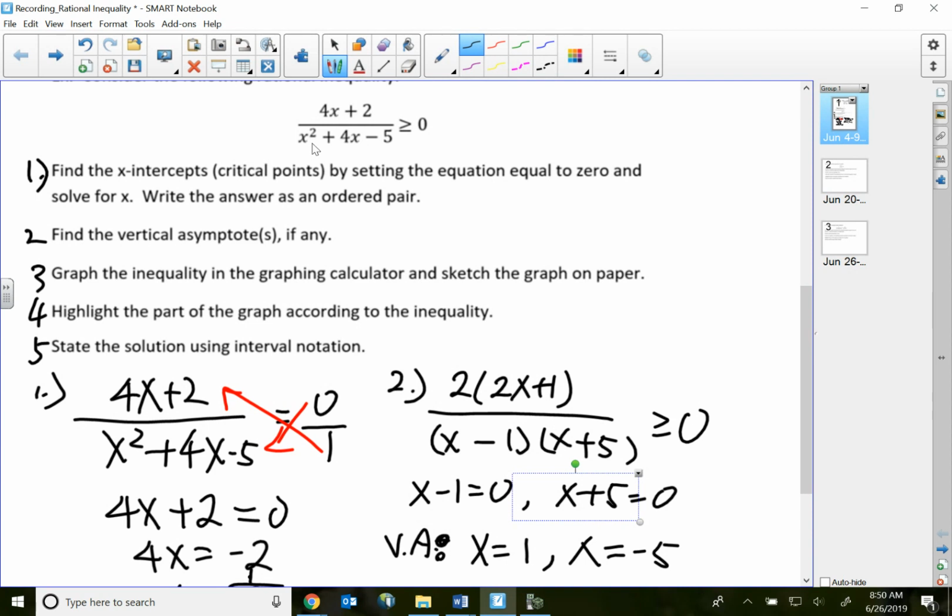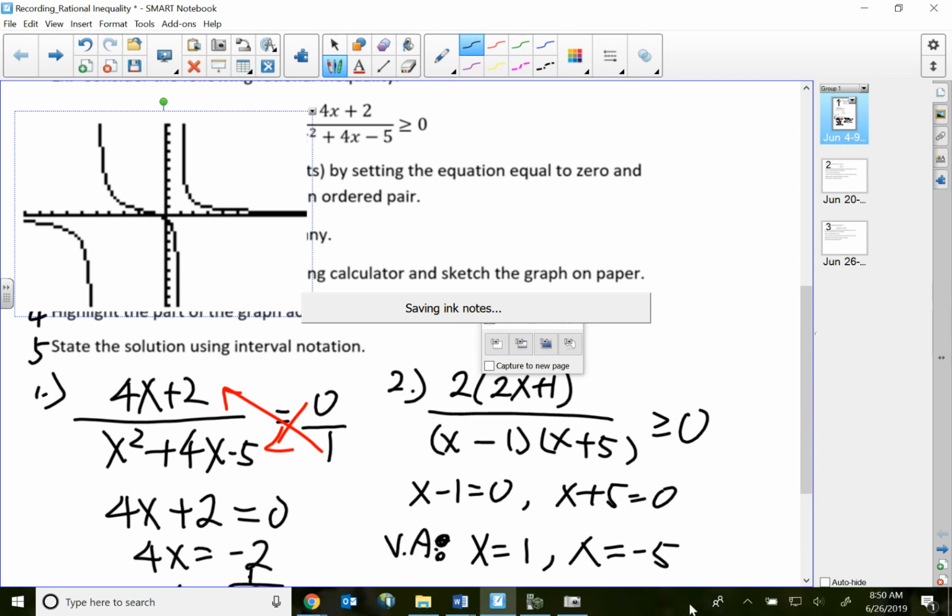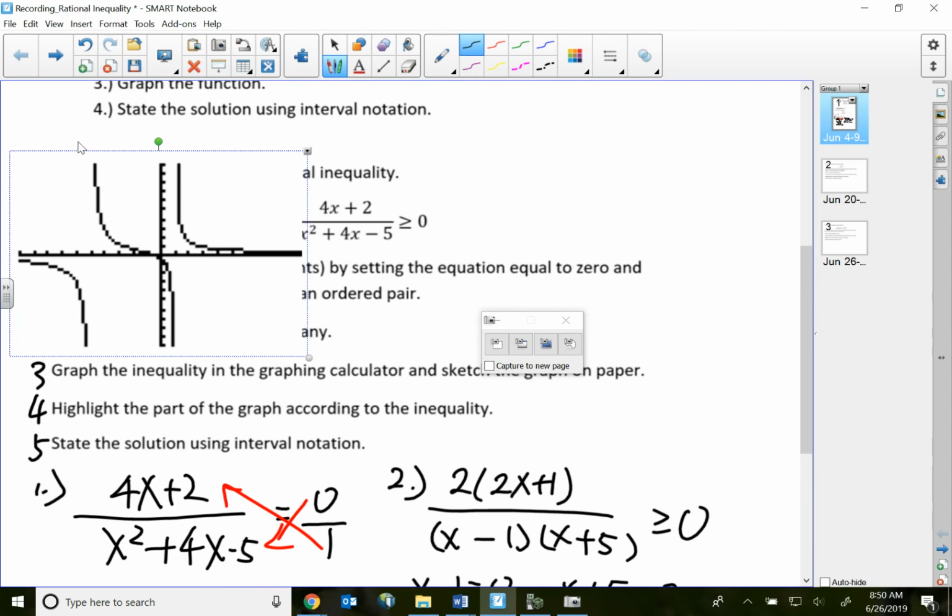The degree of the numerator is less than the degree of the denominator, so the horizontal asymptote is going to be the x-axis. This is exactly the same question as I did in the previous video. So all I need here, let me take a picture of this, then I can sketch in my points.